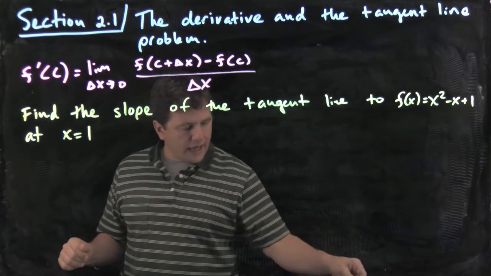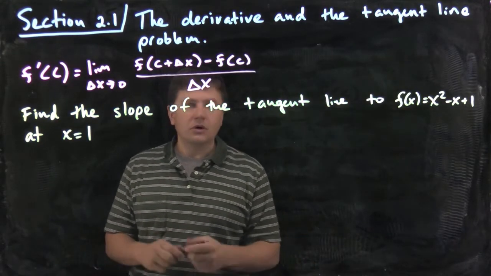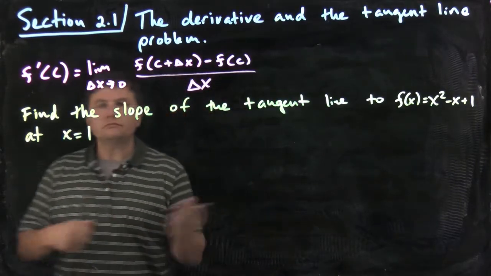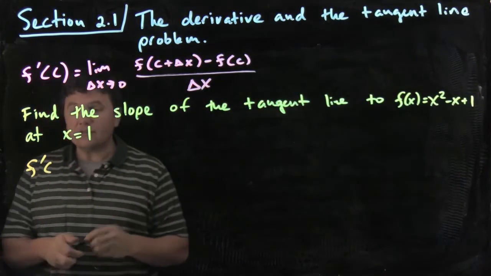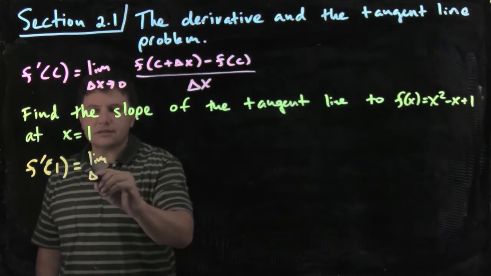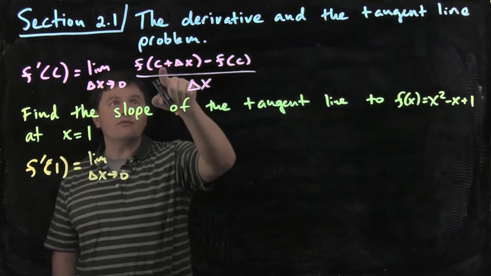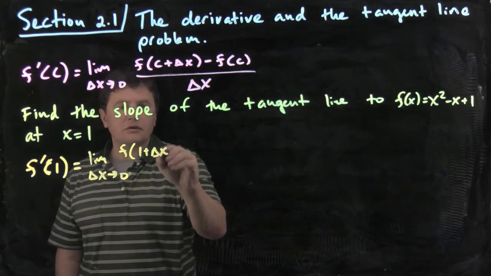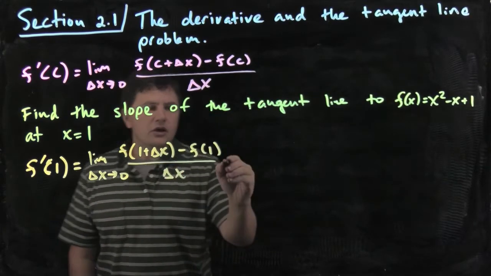So we have... so let's plug this in. What we're trying to find is f prime of not c, but 1, which is equal to the limit as delta x goes to 0 of f of c, or f of 1 plus delta x, minus f of 1, over delta x. Okay, so now let's plug this in.